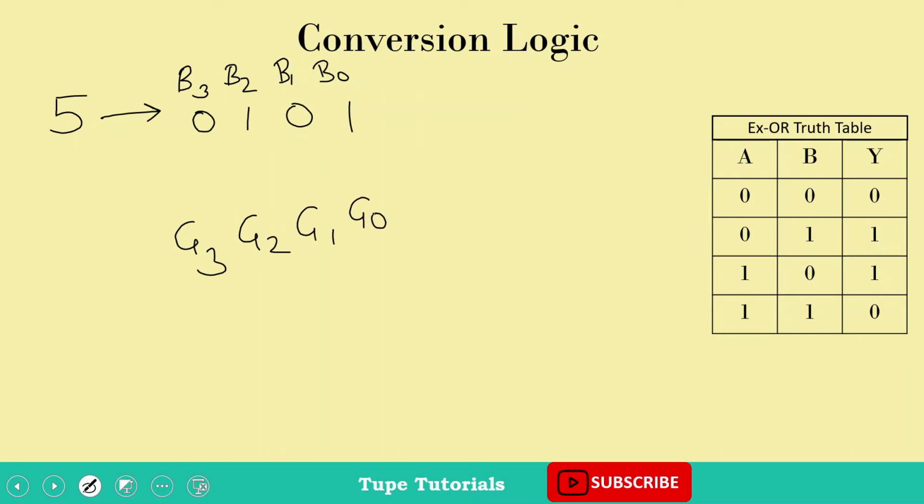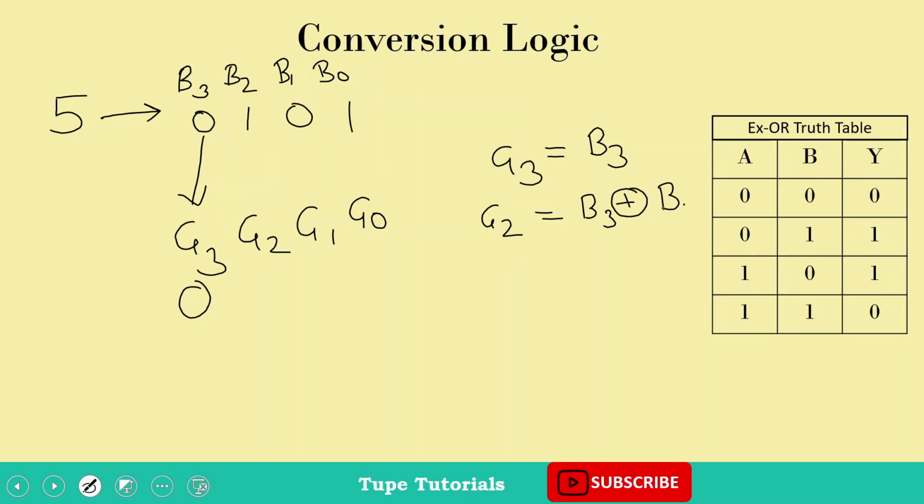We will start from the MSB, that is G3. So G3 will be equal to B3, that is whatever the MSB in the binary, the same will be the MSB in the gray code. So this 0 will come as it is. So G3 will be 0. Moving to G2. G2 will be XOR of B3 and B2. This is the sign of XOR, B3 XOR B2. So what we have to do is the XOR of this 0 and 1. Refer to the truth table. For 0 and 1, output will be 1. So here we will get 1.